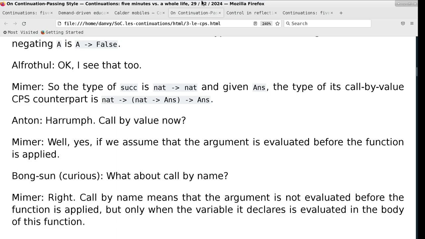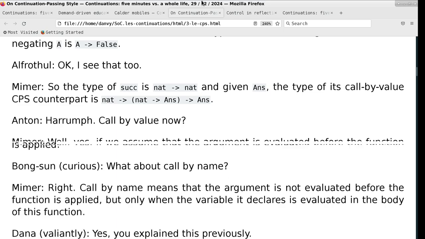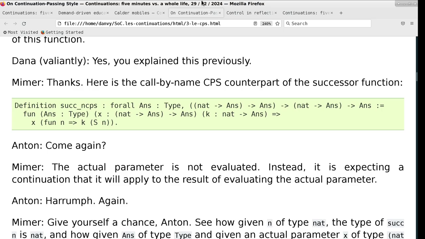What about call by name? Right, call by name means that the argument is not evaluated before the function is applied, but only when the variable it declares is evaluated in the body of this function. Yes, you explained this previously. Thanks. Here is the call by name CPS counterpart of the successor function.